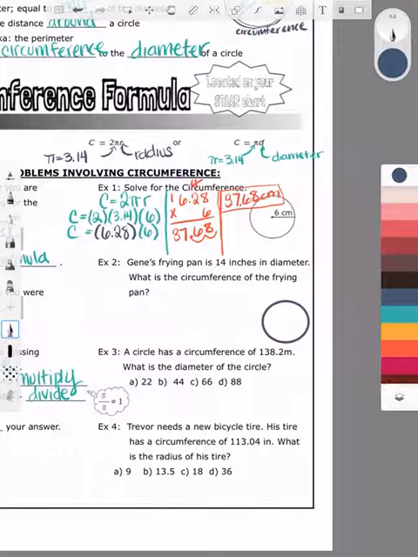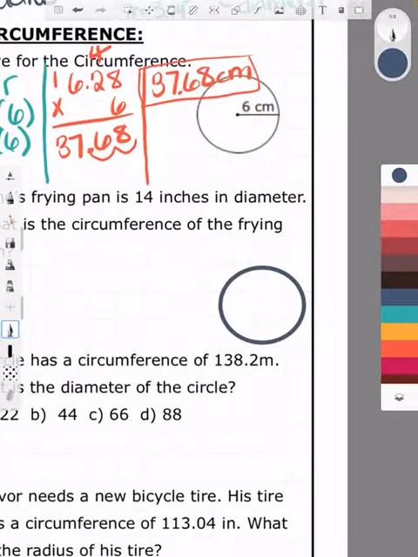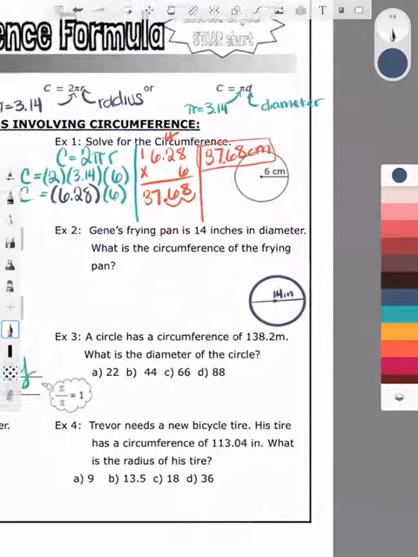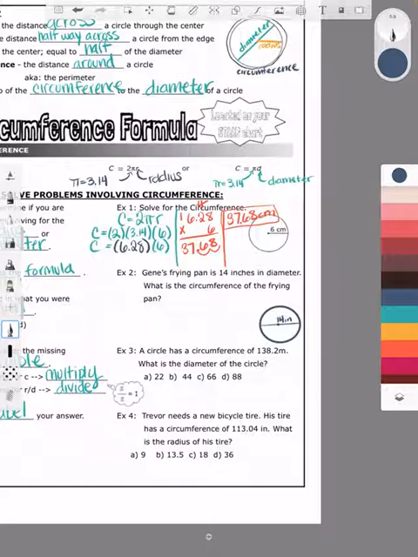And remember, with the diameter, we're going all the way across, from end to end, coming from one side all the way through. And that diameter is 14 inches. Now that we have our visual and can see things better, since we have the diameter, we're going to use the second formula, because that formula includes the diameter.